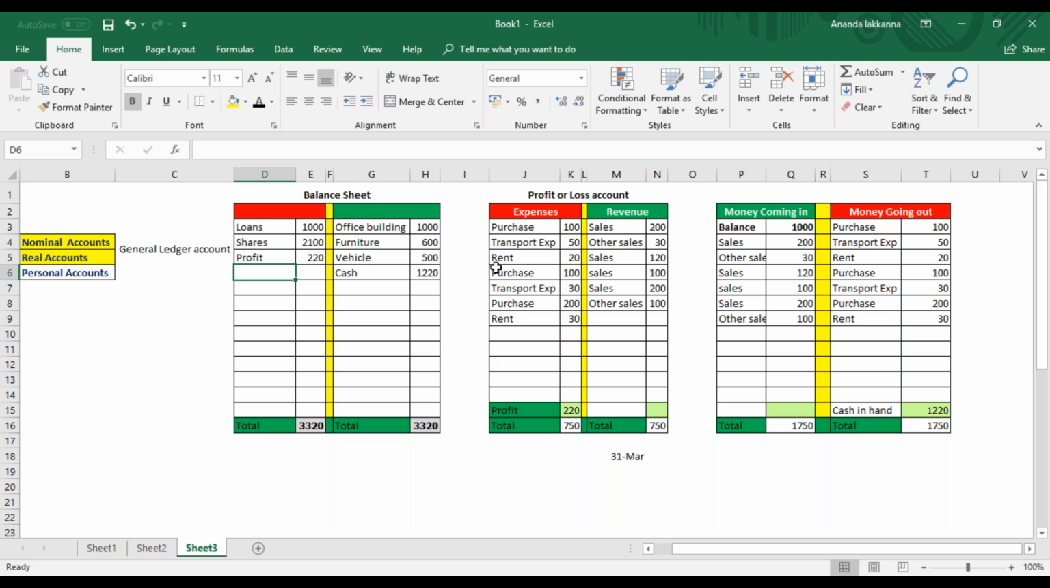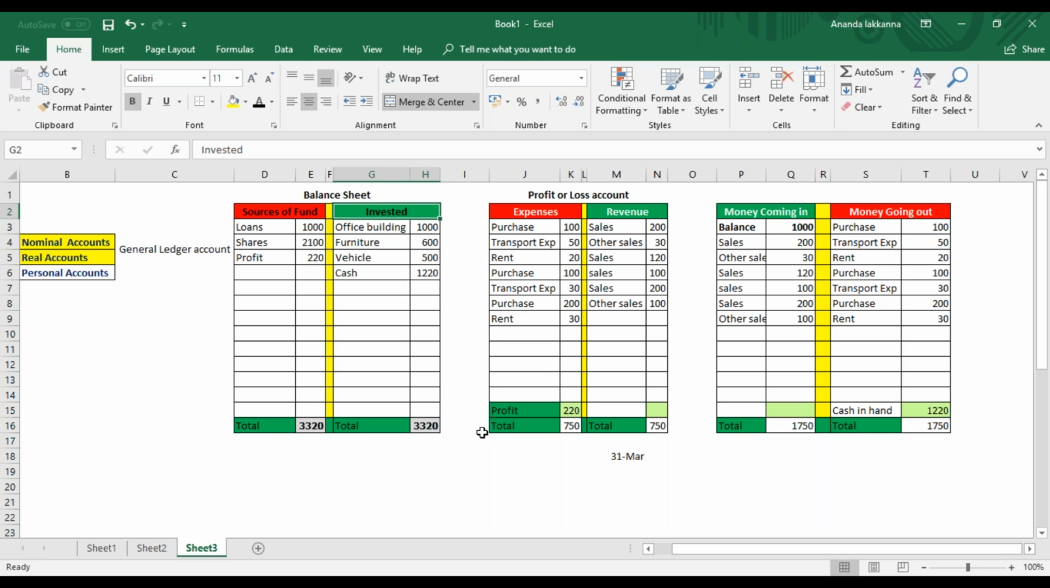If you want to understand the balance sheet very clearly, it's better to think of balance sheet liabilities as sources of fund, that means where the money came to the business from, and where it's invested. Assets means where it's invested. If you think in this way, it will give you a clear idea.